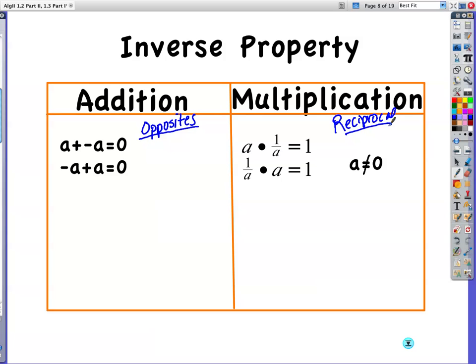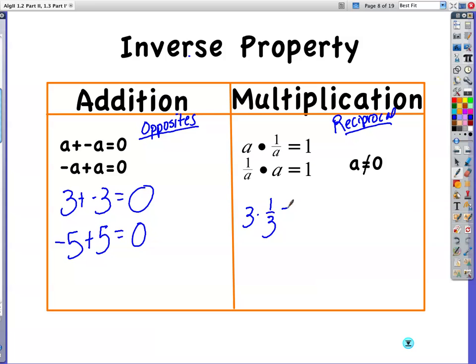So let's look at addition, the opposites. 3 plus negative 3, you all know by looking at that you're going to get 0. Negative 5 plus 5, you're going to get 0. Okay, we would call 3 and negative 3 opposites. Technically, it's an additive inverse. Okay, it's the inverse property. All right, multiplicative inverse is known as our reciprocal. So 3 times 1/3 gives you 1. Or you could take 1/5 times 5, it'll give you 1. All right, that's your reciprocal, otherwise known as multiplicative inverse.